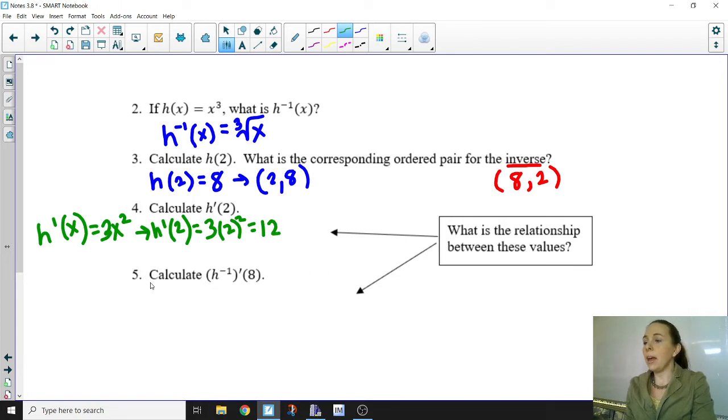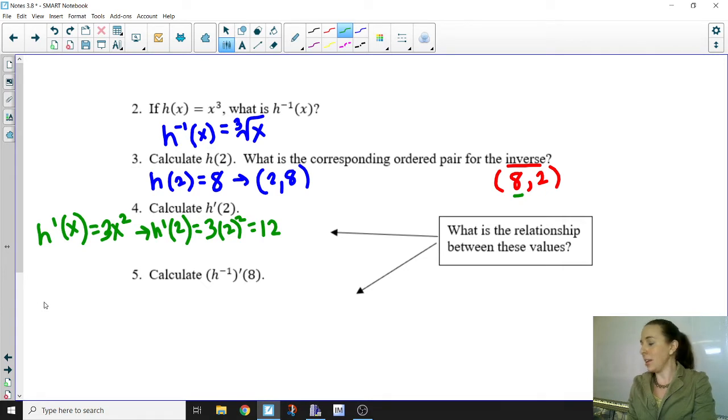Okay. Now, in number 5, we're asked to calculate h inverse prime of 8. And although maybe that doesn't seem related to what we just did up here, keep in mind that if x is 2 for h, then 8 is the y coordinate. The y coordinate 8 is the x for the inverse, okay, it's coming from that corresponding ordered pair.